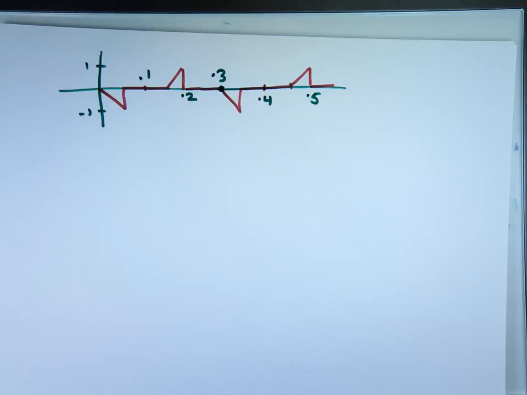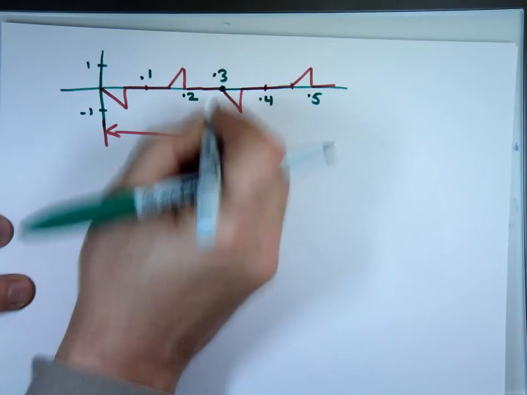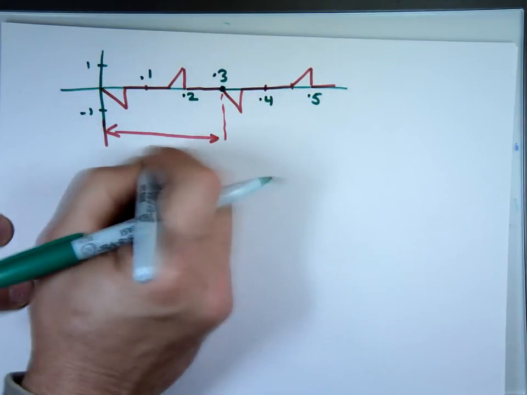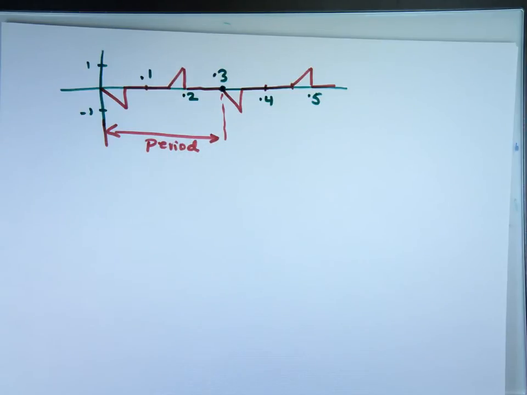Where does your function repeat itself? Right there. There's your full period, up to here. That's your period. It repeats itself.